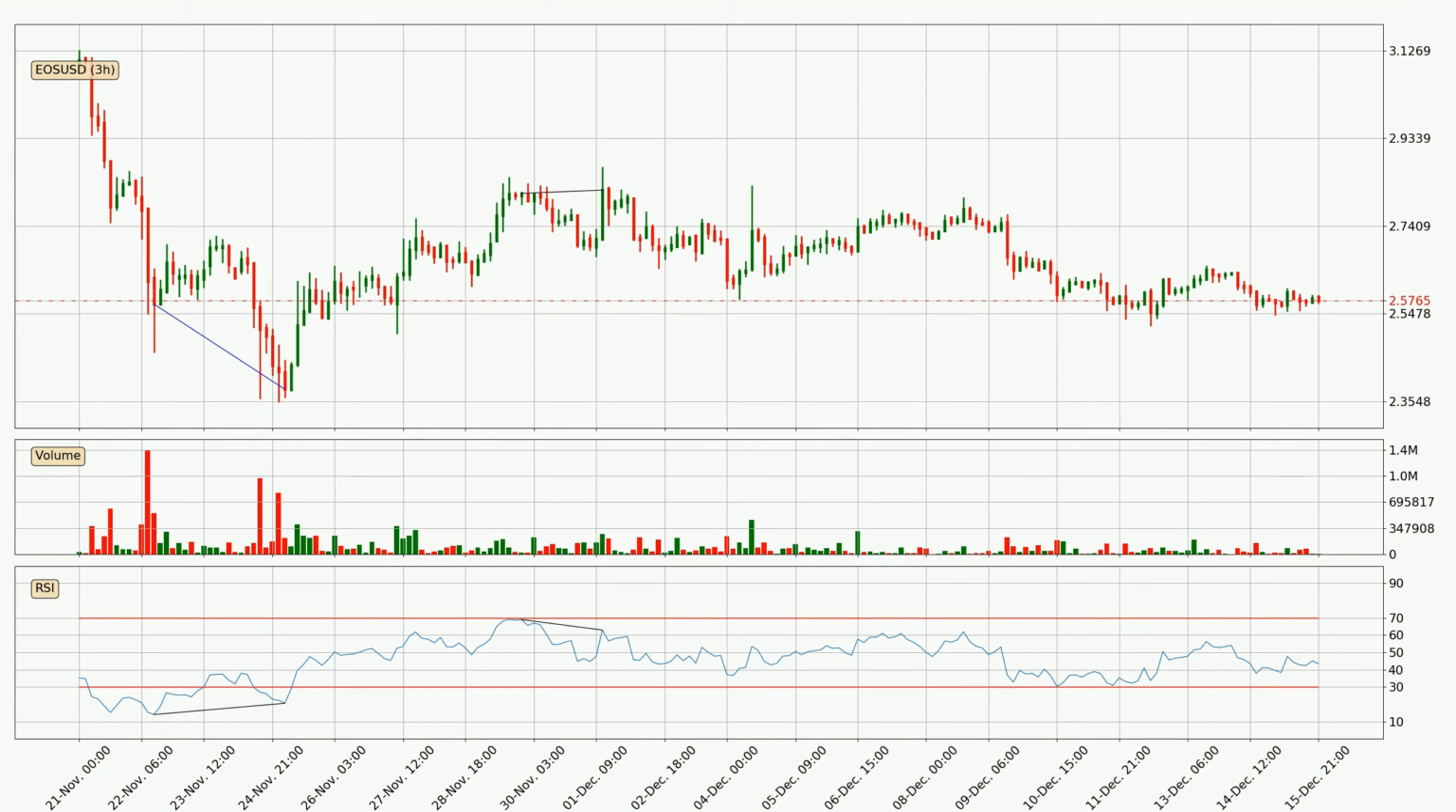When we now look out for divergence in the 3-hourly time frame, at this time, no divergence was found which could have an impact on the future price, as the last divergence was far in the past.